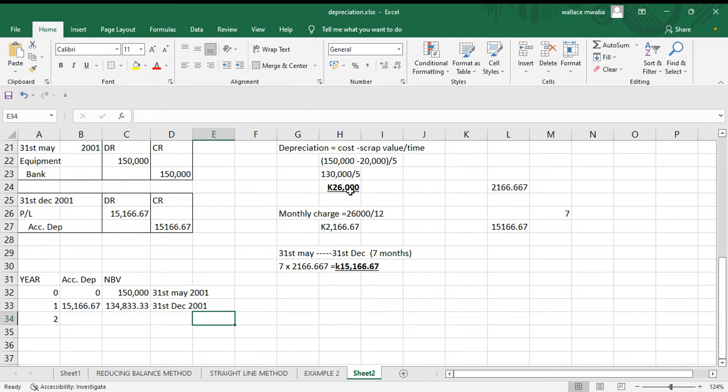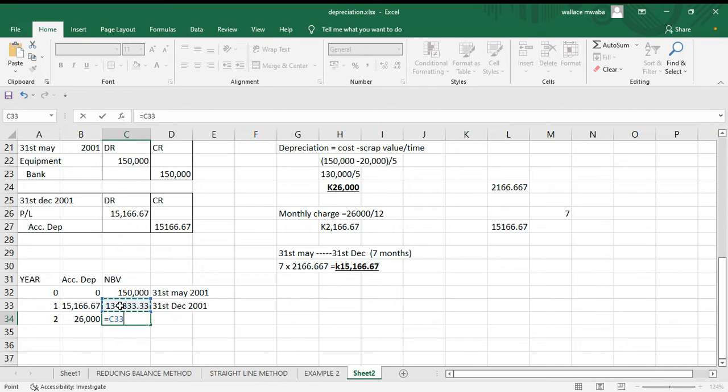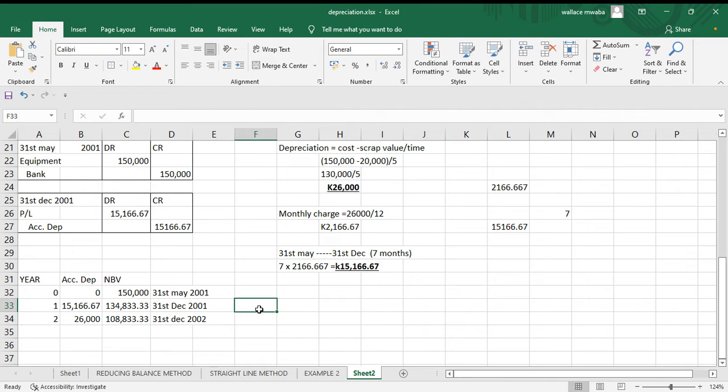Then we go to year 2. Right, now we can put in our yearly charge, which is 26,000 here. Year 2 we say 26,000. Right. So we're going to subtract 26,000 from 134,833.33. We're going to get 108,833.33. So this is 31st December 2002. Right, then we go now to year 3.